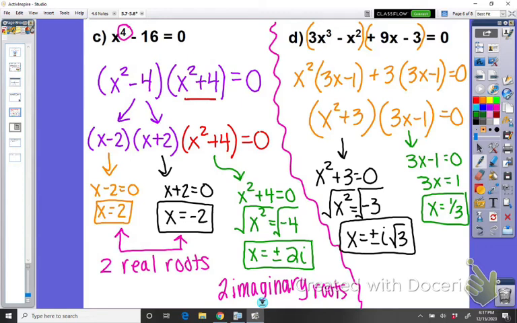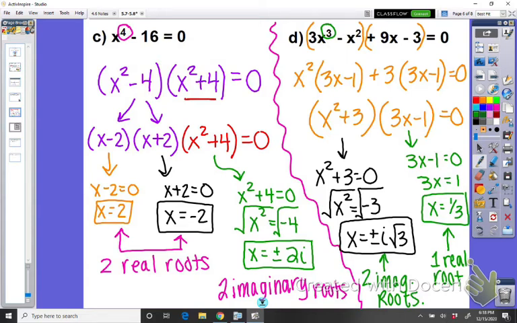If you go back up to the top, this was a degree 3. So you should have 3 roots. 1/3 is 1 real root. And the one with the i, plus or minus, is 2 imaginary roots. I'll just do imag there. So that makes 3. Alright, so that's all you need to know out of 5-7.